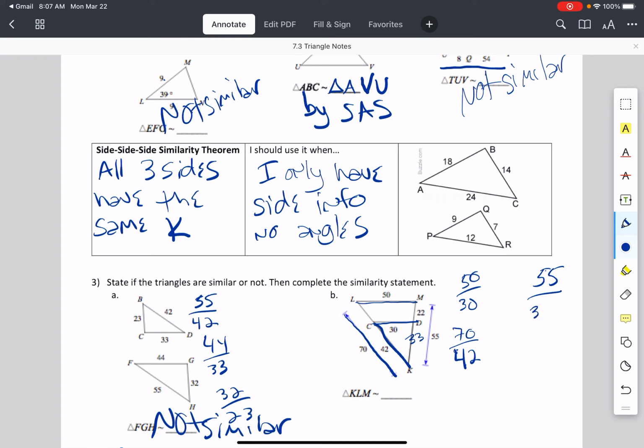Well, on this one, it's similar? Okay, so then I'd say triangle. What letter matches with K? Okay, good. And then what angle matches with L? C goes next. And then D. And then by side, side, side. Questions on side, side, side? Do you guys have any questions?